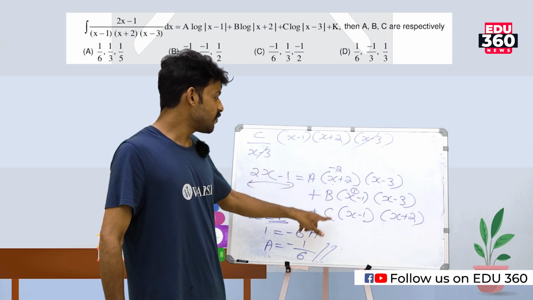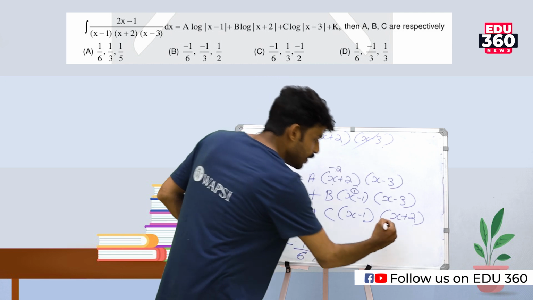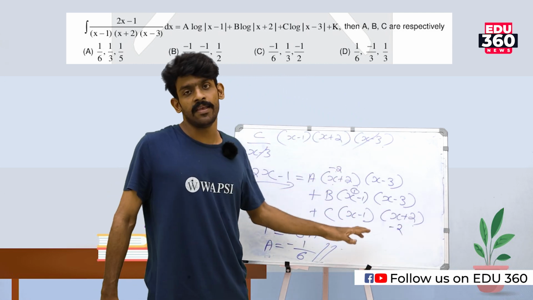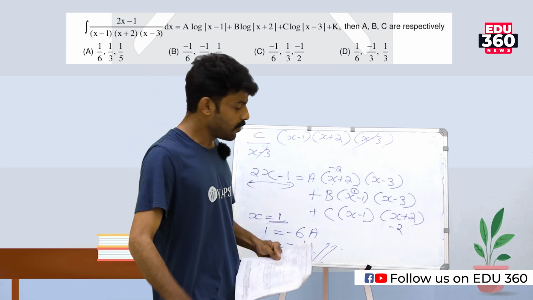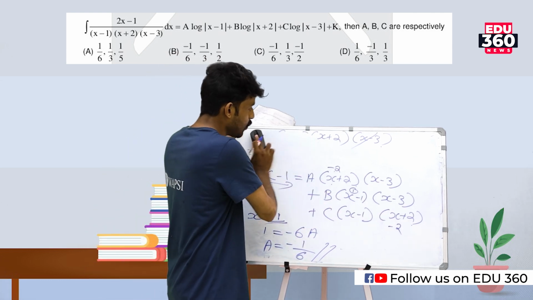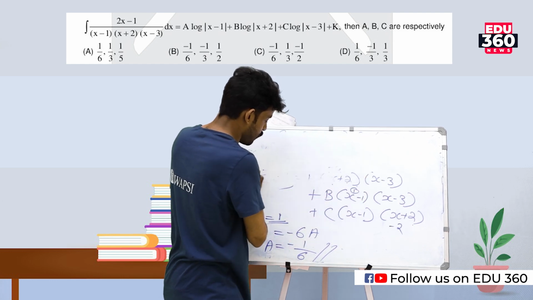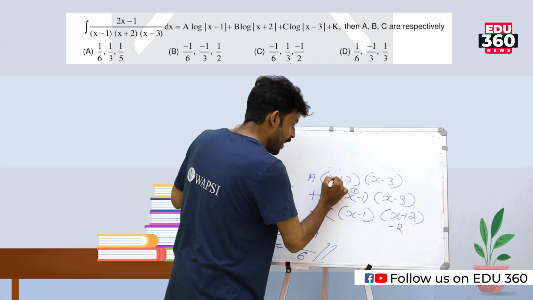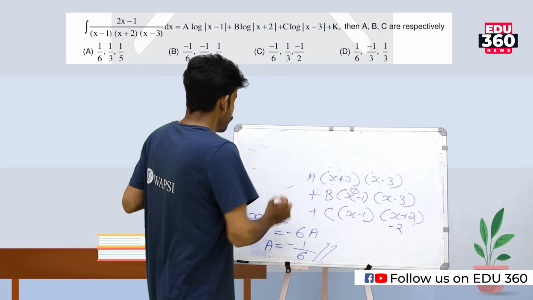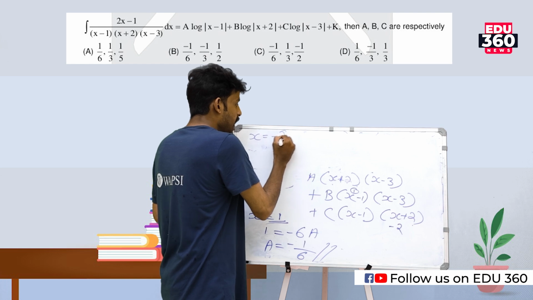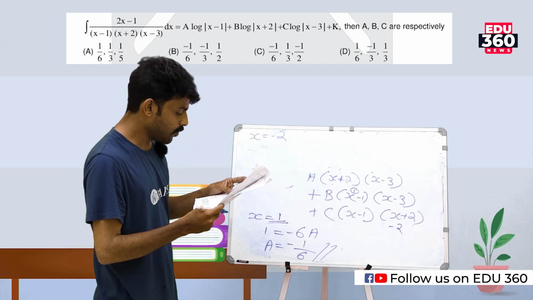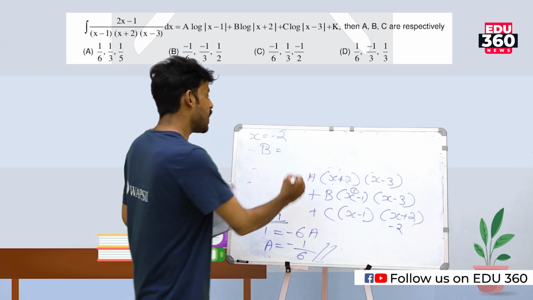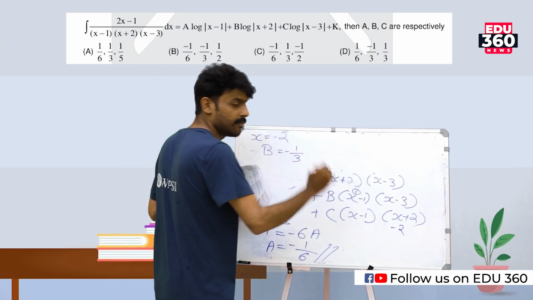And also here, minus 2 plus 2, minus 2 plus 2 means 0. So the terms a and c both of them become 0, only b is remaining. So when x is equal to minus 2, we got b is equal to minus 1 by 3.